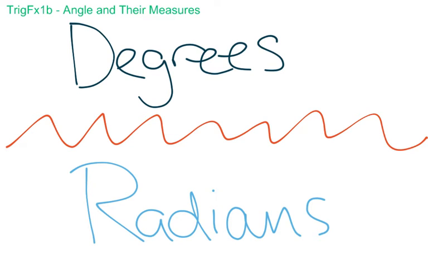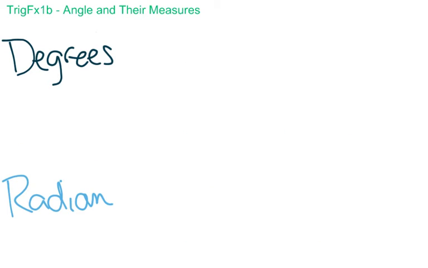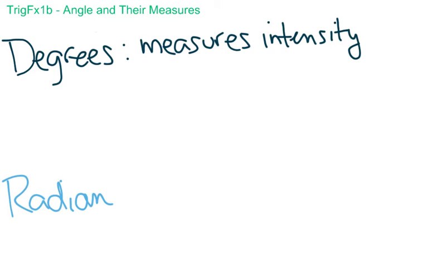But how do we know who to vote for? How do we know who to support in this competition between degrees and radians? Well, we need to really understand what degrees is all about. So let's take a peek at what degrees are, what does a degree measure. Just a really simple definition, very informal. Degrees measures intensity, intensity of an angle, intensity of the temperature outside.